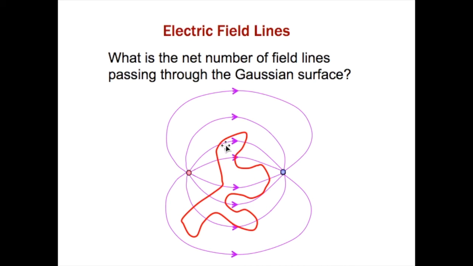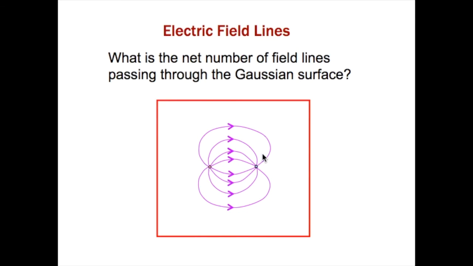But what about this? There's no enclosed charge. That means every line goes in and then out. Some go in and out again. And so here you have net 0, just counting up those field lines. What about inside here? 0. There is 0 net charge inside. Therefore, there are 0 net field lines passing through the Gaussian surface.